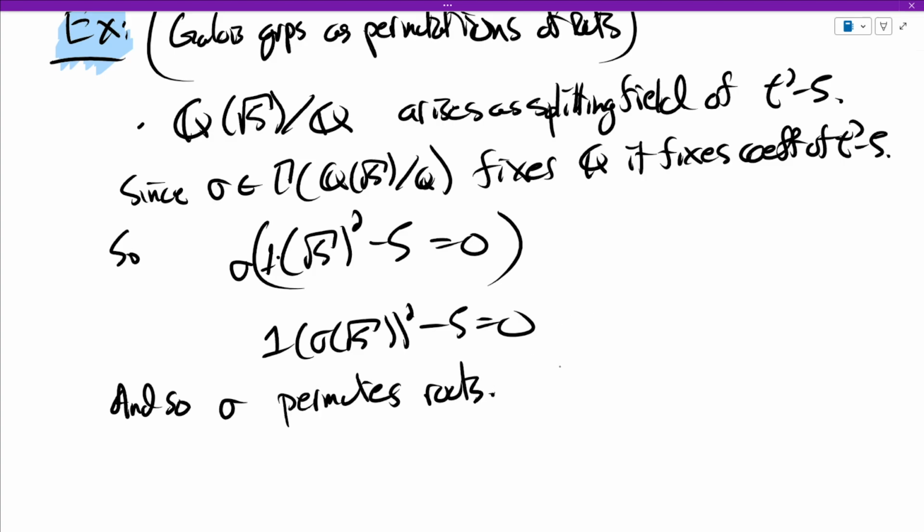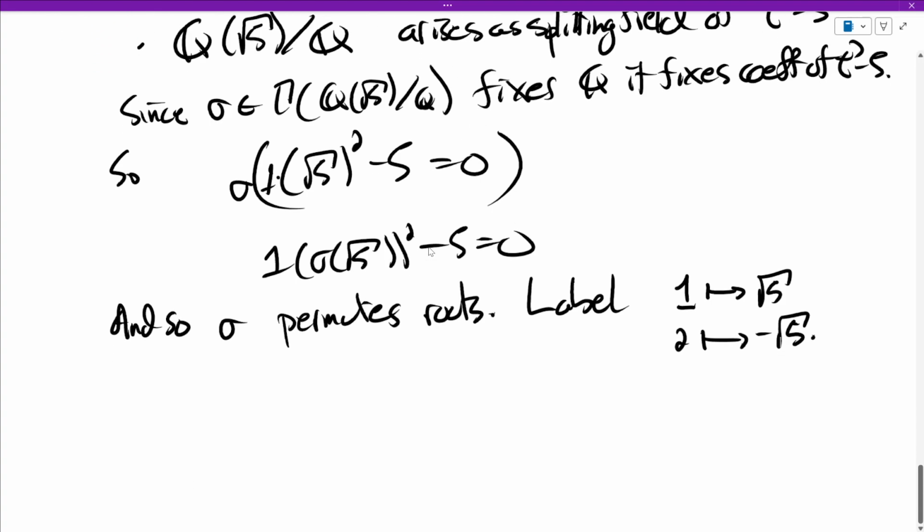So if we were to label the roots, let's let 1 correspond to root 5 and 2 correspond to negative root 5. What does sigma do? Sigma is the I negate you function. So if we want to think about this as a permutation, like we did in class a while ago, the number that corresponds to root 5 is a 1, and the one that corresponds to negative root 5 is a 2. 1 should go to 2, and then where does 2 go? Well, if we negate root 5 again, it goes back. So then 2 goes back to 1.